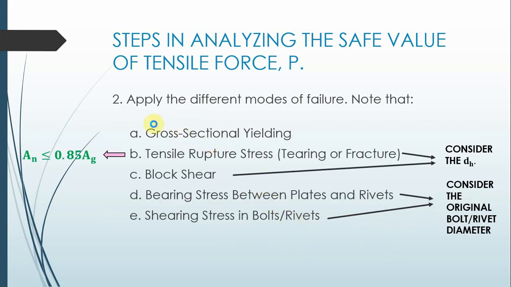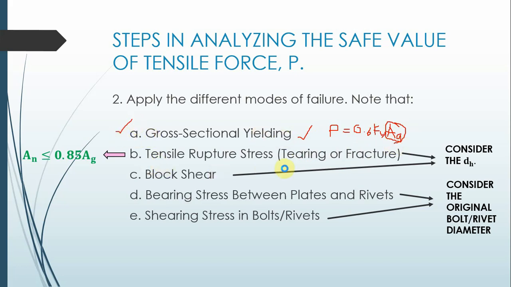Now, second step. The first ones were for the different cases. Now, applying the different modes of failure. First is the gross sectional yielding. For our gross sectional yielding, P is equal to 0.6 Fy Ag. The gross sectional area is the part without the bolt connection, thickness times plate width, right? Gross sectional area. So, that is okay.